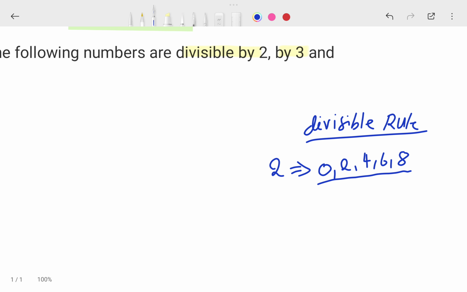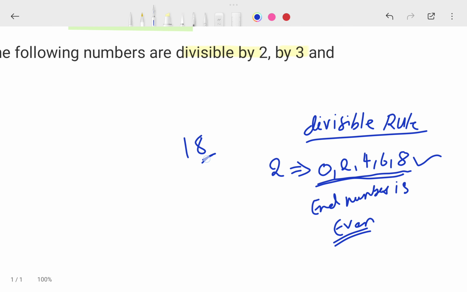Otherwise, if the end of the number is even, then also it is divisible by 2. Even numbers mean 2, 4, 6, 8, 10, 12. But remember this one only. This is easy because if you write 18, the last digit is 8 only. If you write 10, the last digit is 0 only. So by looking at the last digit, you can say it is divisible by 2.